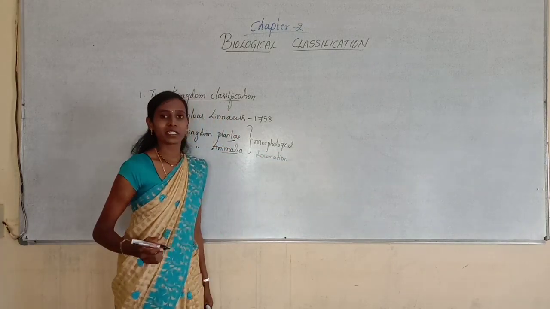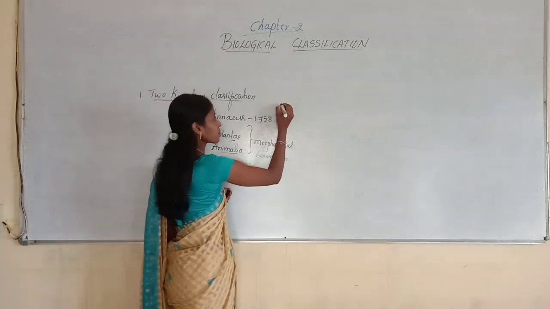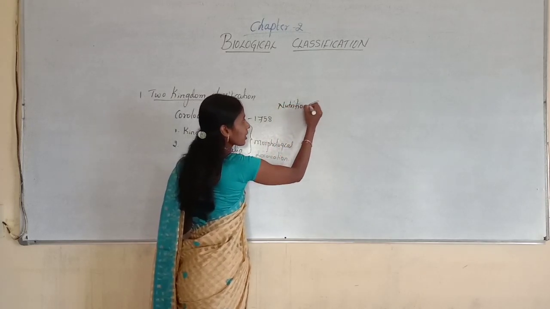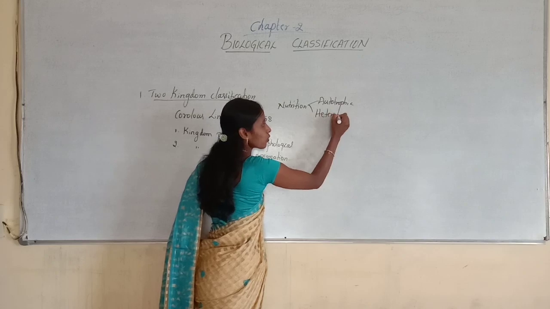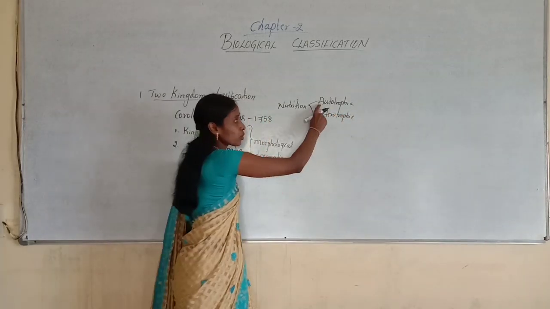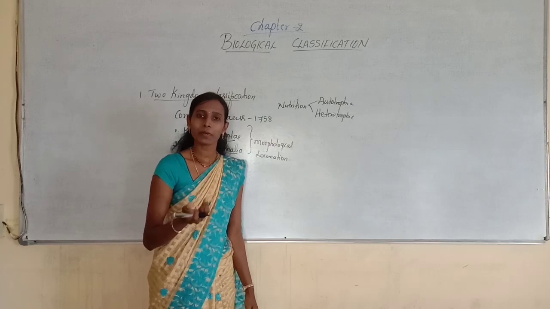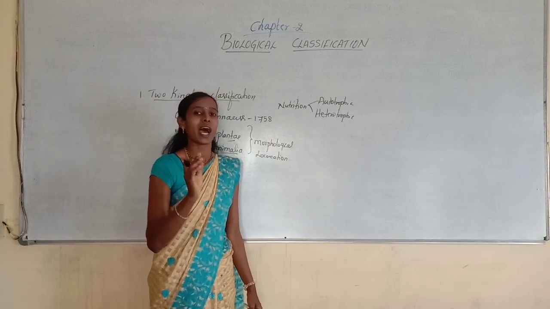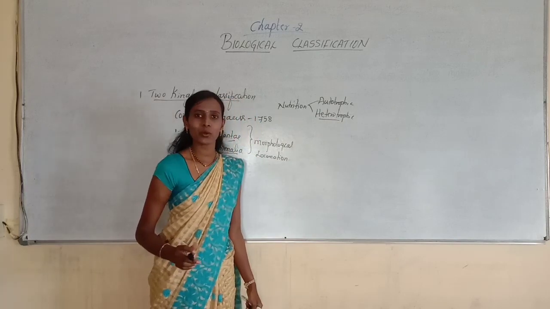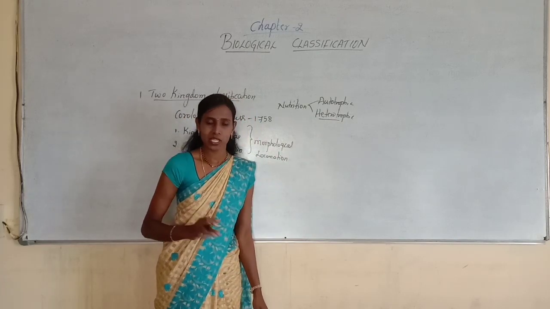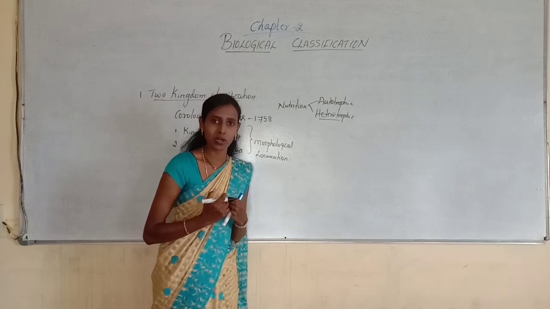The other criterion he considered is mode of nutrition. In nutrition, there are two types. One is called autotrophic mode of nutrition, and the other is called heterotrophic mode of nutrition. If they are autotrophic, they are able to synthesize their own food. Who can prepare their own food? Especially plants. Plants are always autotrophic because they can prepare their own food. If they are heterotrophic, they cannot prepare their own food, but are dependent on other organisms. We are heterotrophic organisms because we are dependent on plants or animals to obtain our nutrition.